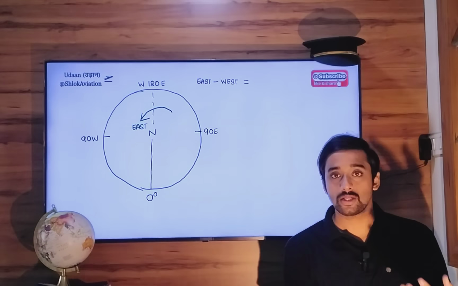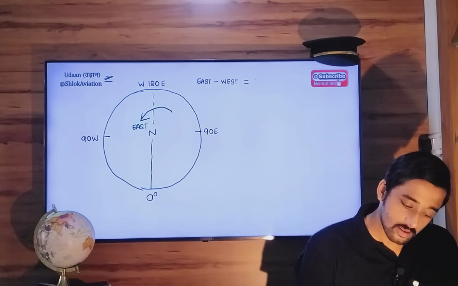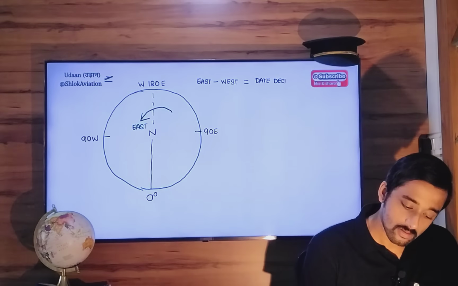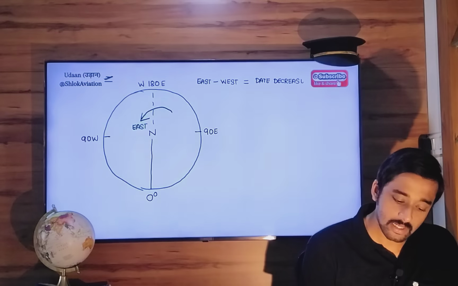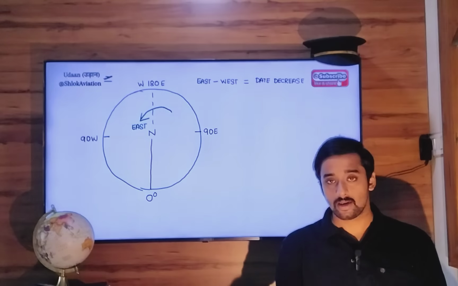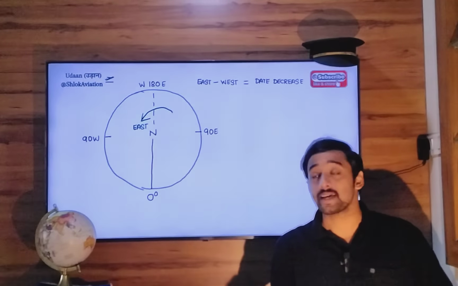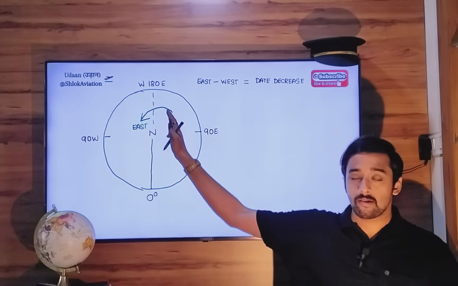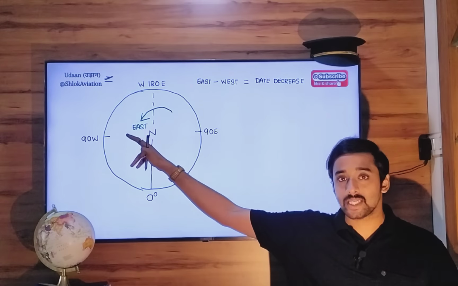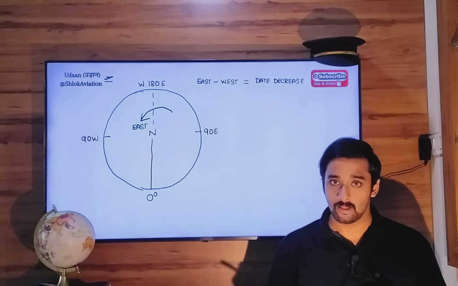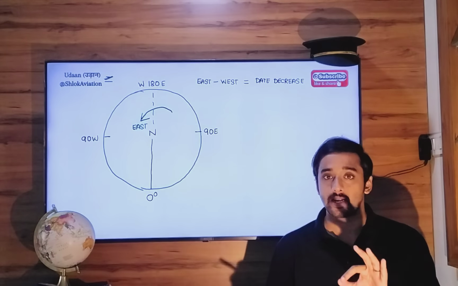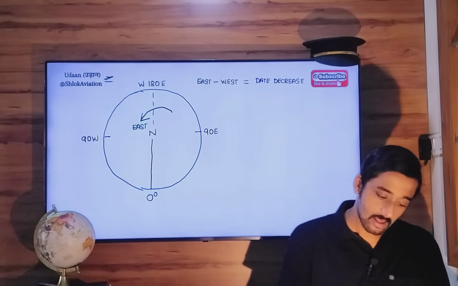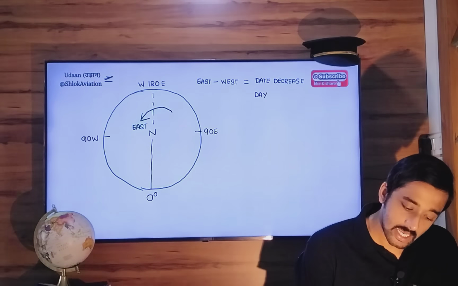The consequence is that your date decreases. That means, let's say it's 2nd April in the eastern hemisphere. When you cross this anti-meridian and enter the western hemisphere, it will be 1st April. Okay, so you have lost a date. There has been a decrease in value. 2nd April has become 1st April, and a day is gained.